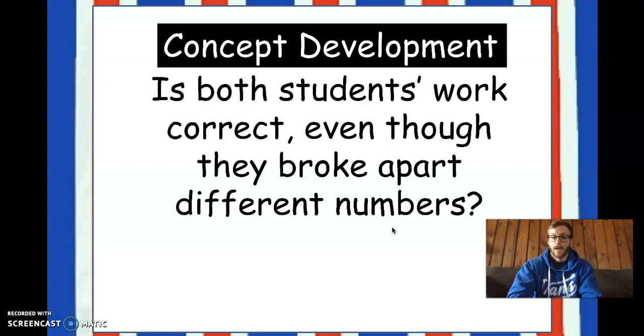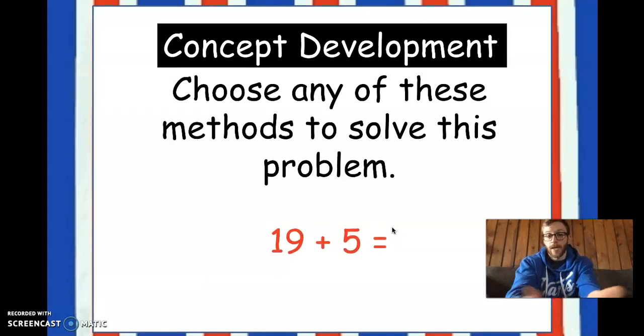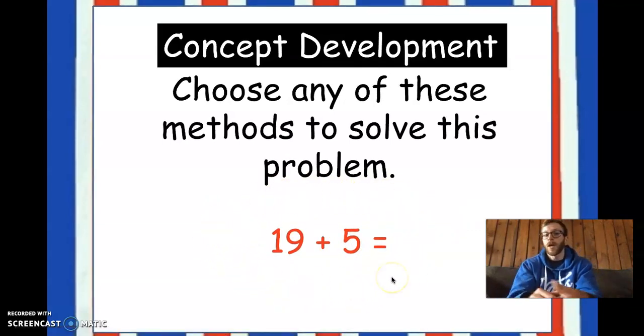All right. That is the end of our mini lesson. In the assessment video, you will find some assessment questions that I will want you to solve, or solve this problem right here. It says 19 plus 5. That's one of them. That's going to be the first problem. And I want you to solve that with any one of those methods we just showed.